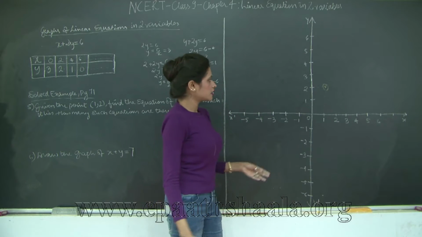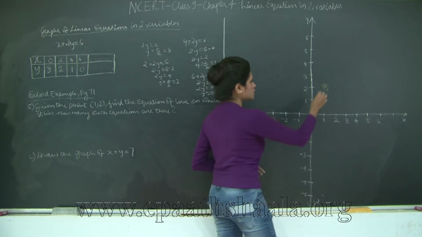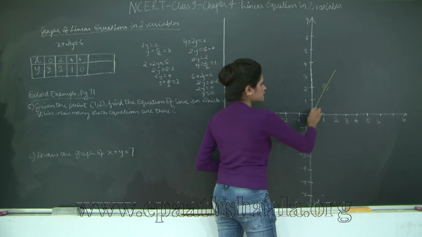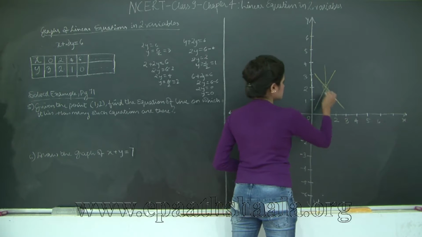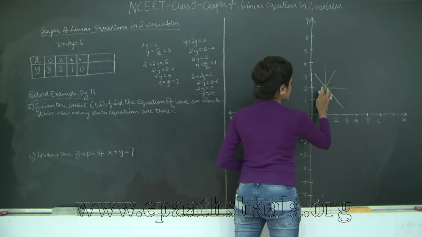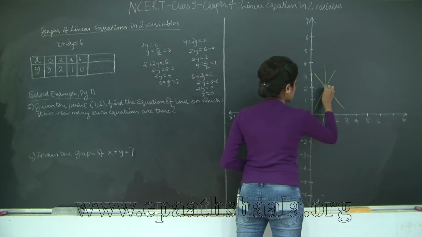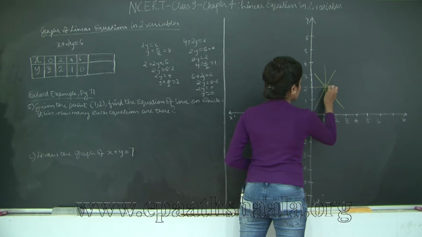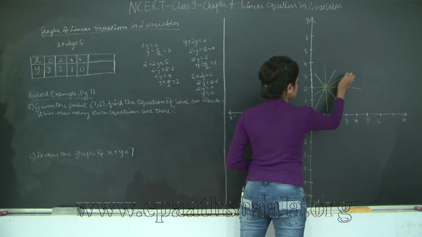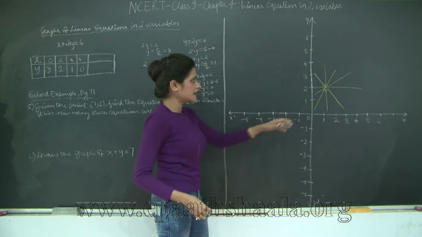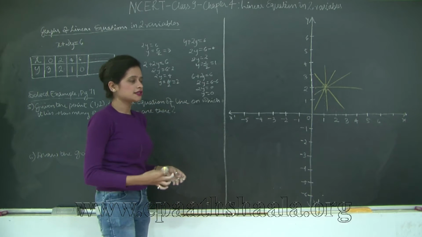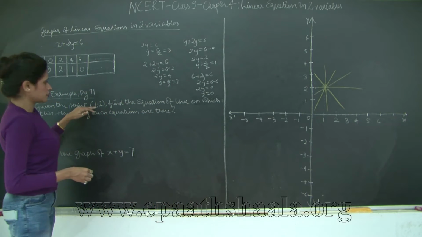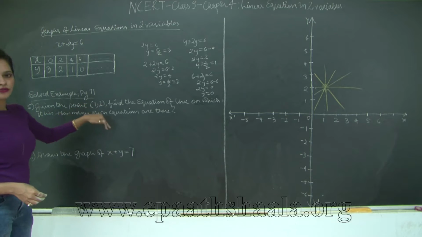Now if you notice, there can be so many lines passing through it. One line could be this, one line could be this, one line could be this, one line could be this. Sorry, it's not coinciding. One line could be this. So infinitely many lines will pass through this coordinate of mine. Therefore, infinite solutions exist for equations passing through 1, 2.